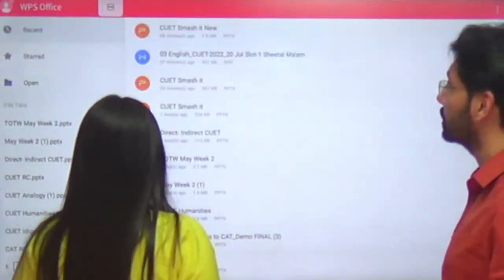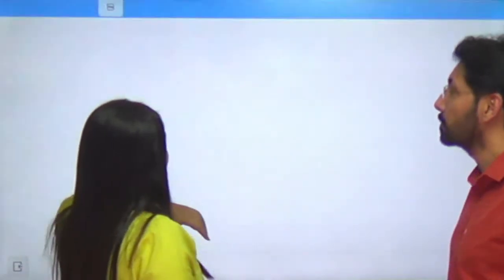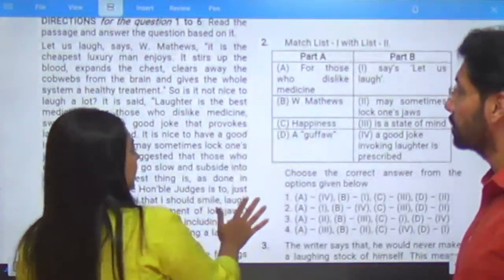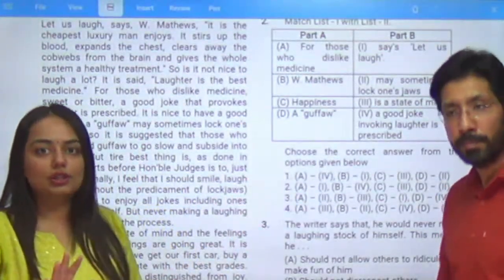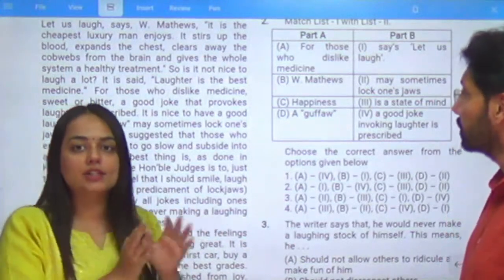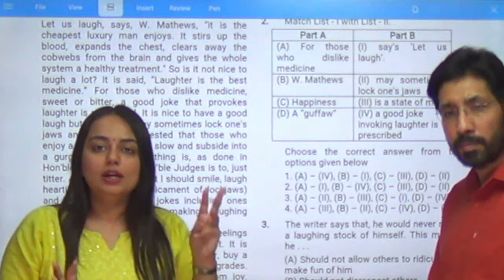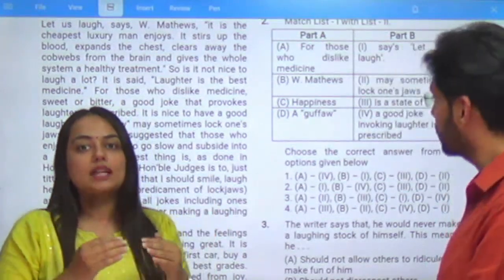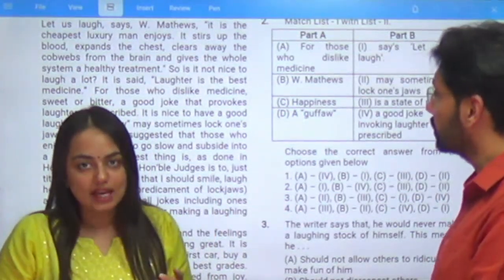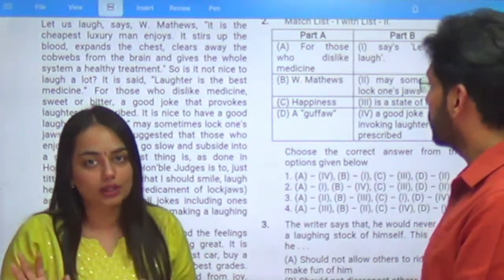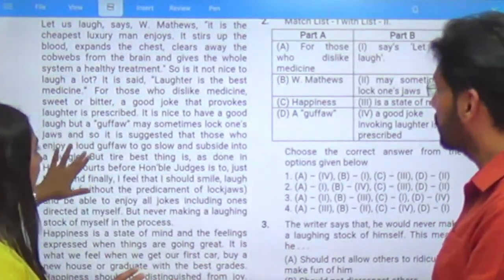So let's discuss one last year paper. This is July slot 1, and as you can see, the starting is with one passage. Now, in all the passages of English paper, in all the slots exam, one thing was common. Three passages were there. Some of the questions were fill-in-the-blanks type of question. One question was on the basis of match the following. So let's quickly see this one.